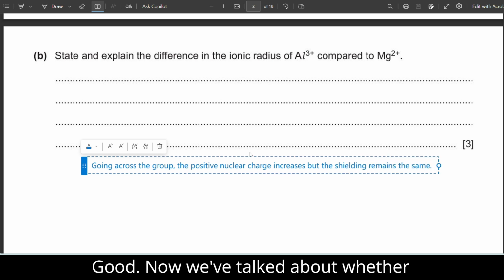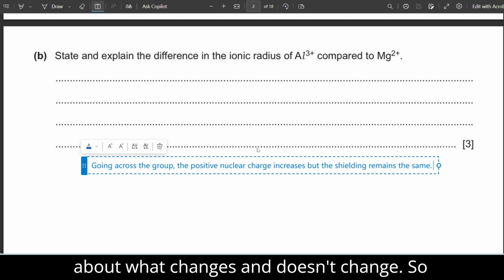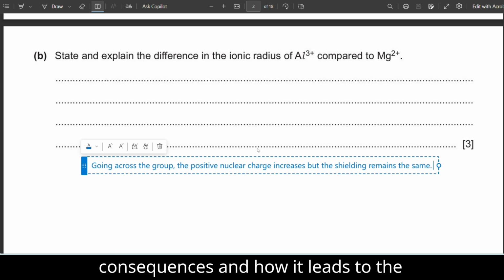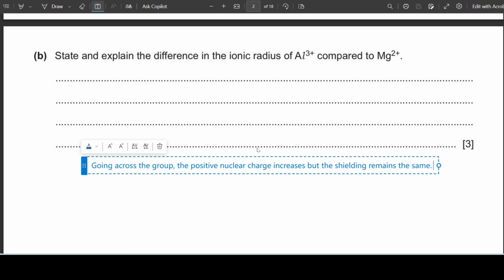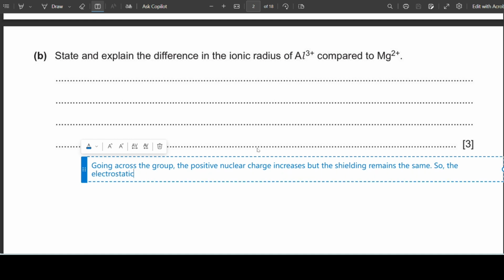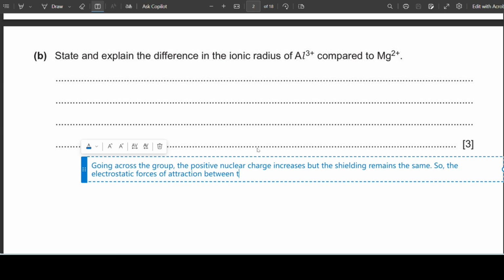Good, now we've talked about whether we're going across or below. We talked about what changes and doesn't change, so now we have to talk about the consequences and how it leads to the ionic radius. So the consequences are electrostatic forces of attraction between the nucleus and the electrons.